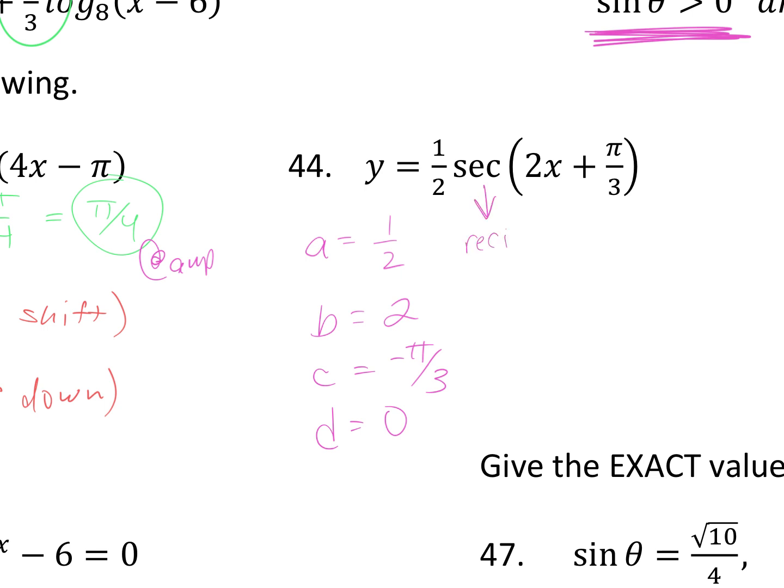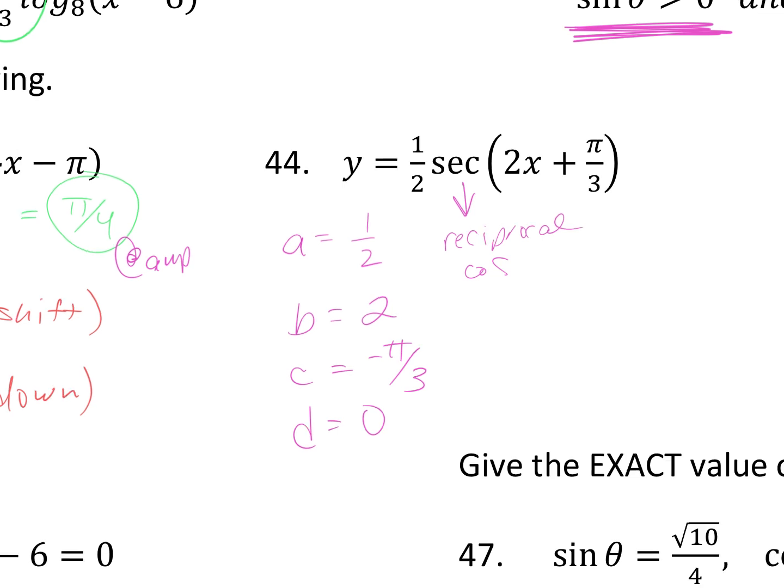This is a reciprocal. It's a reflection, however you want to say it. This is a reciprocal. It's a reciprocal of what? Cosine. So just remember those things. You have to pick the graph that matches the information.